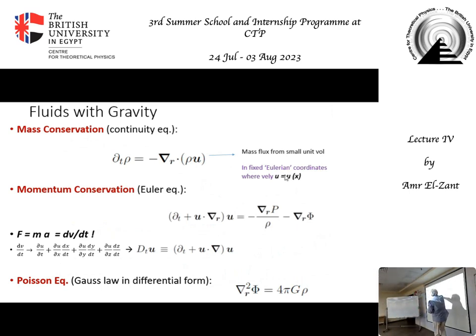So this tells you that the change of density with time, the partial derivative of density with respect to time, in this box is simply the flux, the matter going in and out, the rho u, the mass flux of material, going in and out, okay? This is a divergence, so this is a flux.